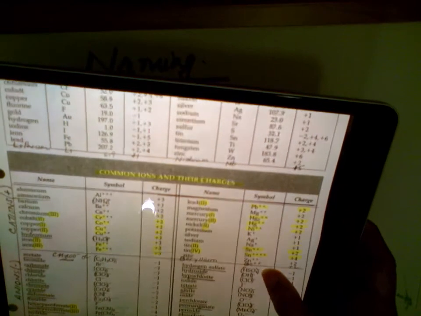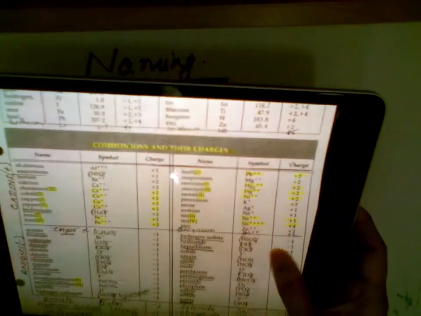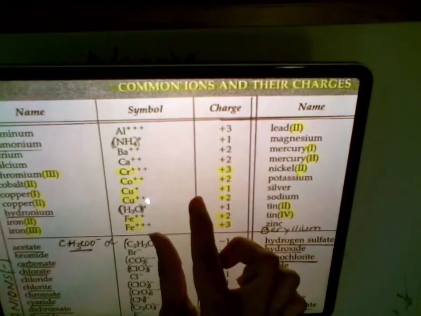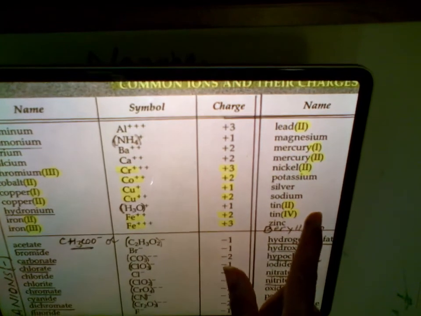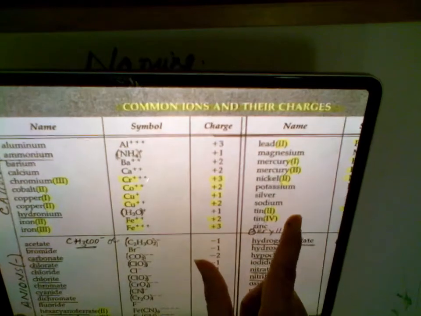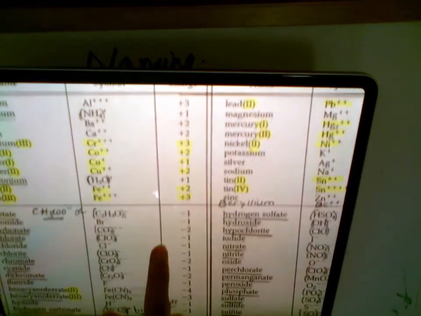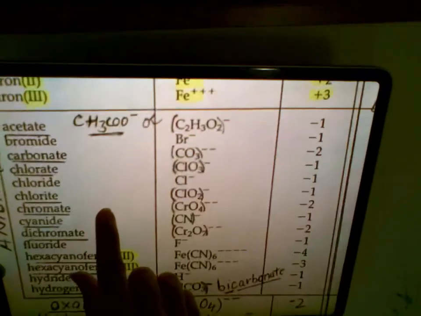Okay, it's on your Google Classroom. I already have it on Google Classroom. So for potassium, and for sulfide, you need to know all these ions here. Everything that I have highlighted in yellow is the transition metals, those that form more than one ion because of more than one charge. And everything that is underlined here, these are the polyatomic ions.